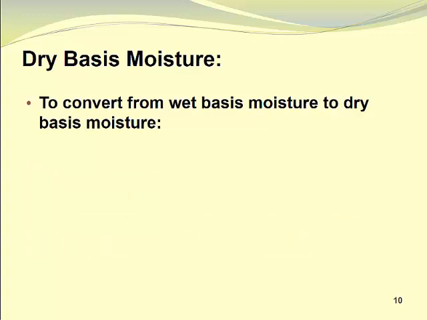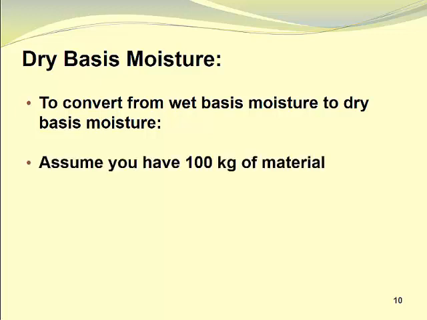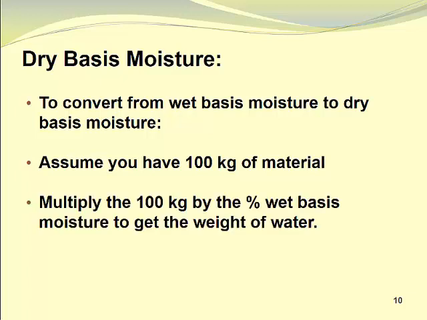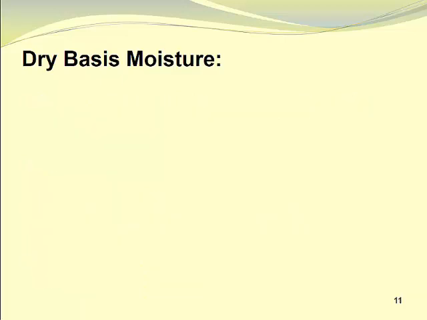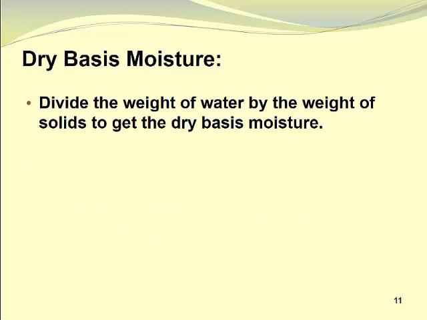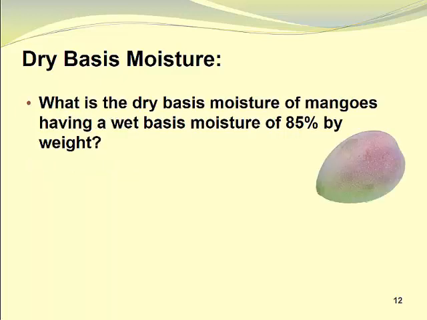To convert from wet basis moisture to dry basis moisture, begin by assuming that you have 100 kilograms of the material. Multiply the 100 kilograms by the % wet basis moisture to get the weight of water. Then multiply the 100 kilograms by the % solids to get the weight of solids. Or you can take the 100 kilograms of starting material and subtract the weight of the water to get the weight of the solids. You can then divide the weight of water by the weight of solids to get the dry basis moisture. Let's do an example.